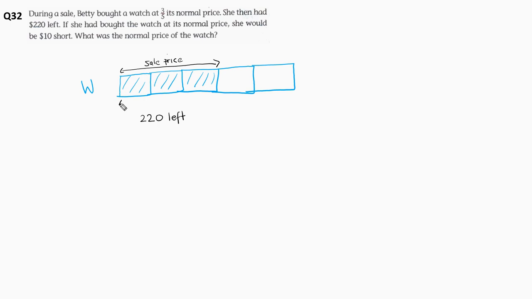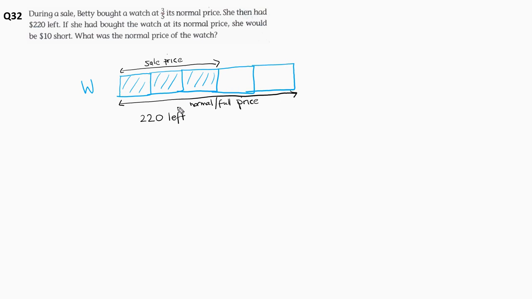Okay. And again, this is where labeling can help make things clear. This is the normal price. Normal or full price. Okay, you might see it referred to as that, normal or the full price. And it says that if she had bought the watch at its normal price, she would have been $10 short. That means she would not have had enough. She would have had $10 too little to buy that watch.